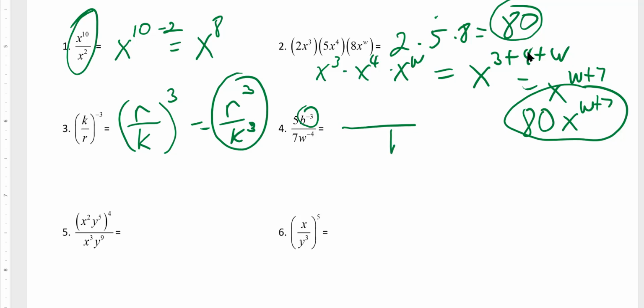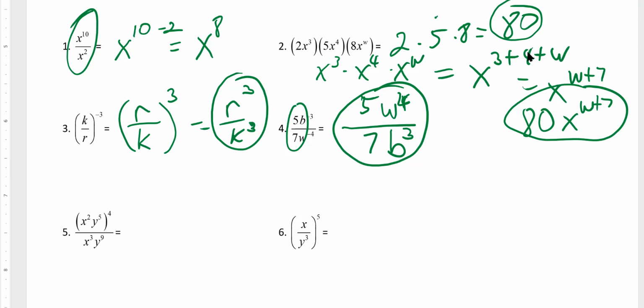So, I'm going to move this. That's going to go to the bottom as b to the 3rd. I'm going to move this. It's going to go in the top as w to the 4th. Now what happens to the 5 and the 7? Well, the power wasn't touching those, so the power does not apply to those, so those stay where they are. And this is my answer.